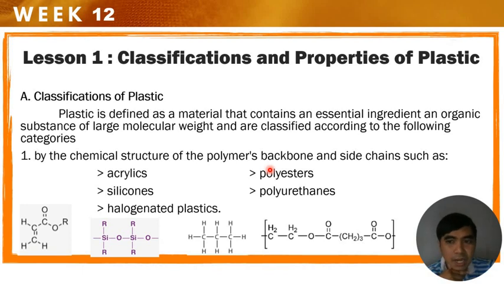So polymers are often classified according to the elements in the main chains. The character of the backbone is flexibility. It determines the properties of polymers. The examples here are acrylics, silicones, halogenated plastics, polyesters, and polyurethanes. So these are the polymer backbones of these examples. You will notice that they have similarities in their structure as well as in their components. So that's the first classification of plastic.